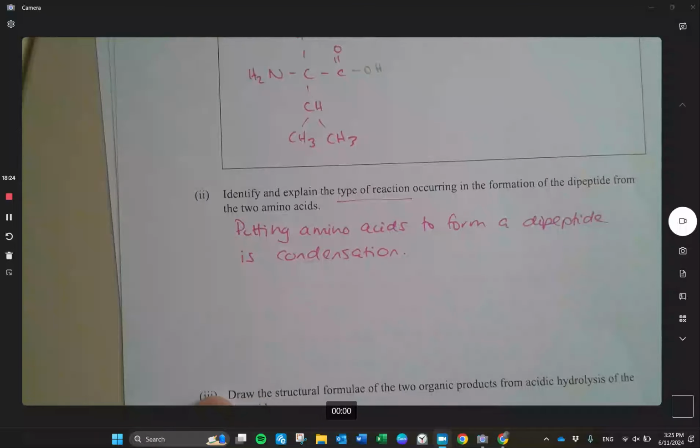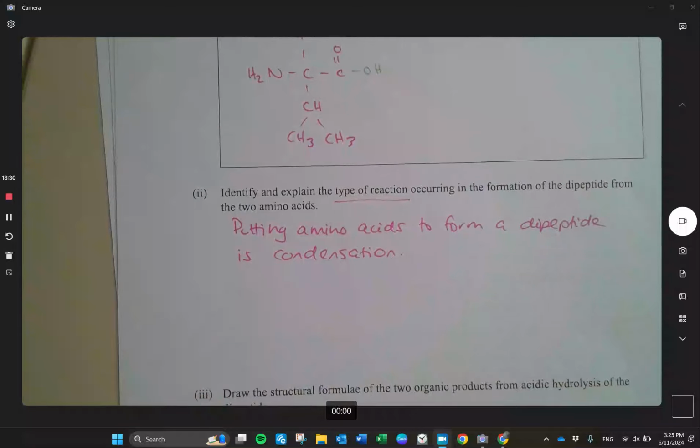This one was also crazy, silly, because it was just saying, draw the structural formula of the 2 products from acid hydrolysis of the dipeptide. So what that means is they want you to draw this.